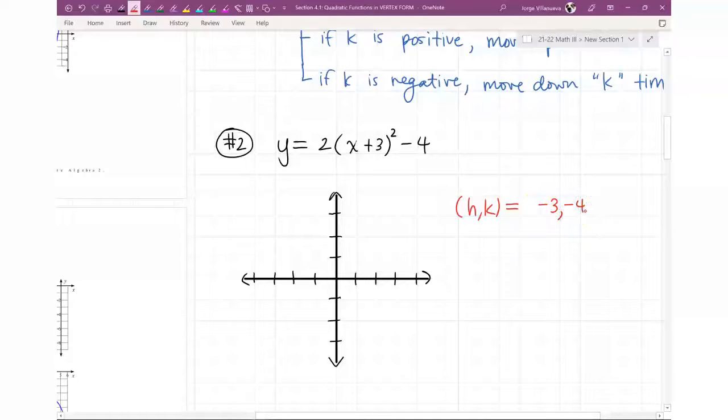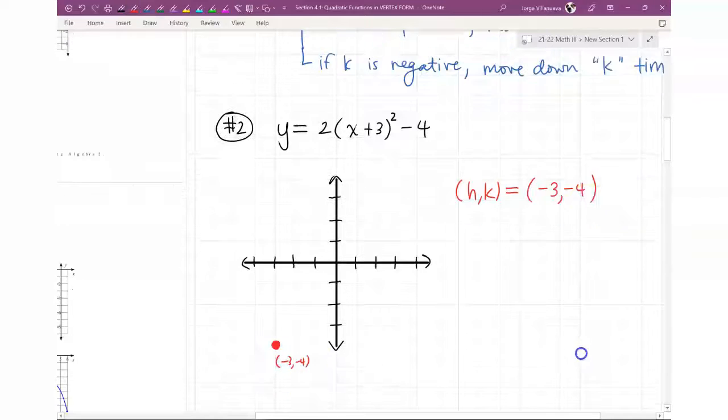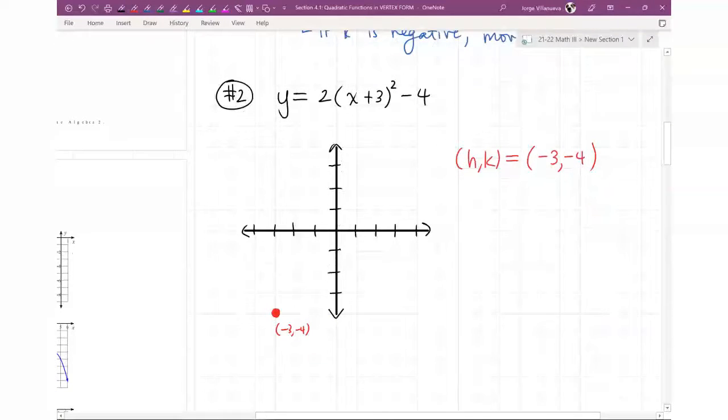Negative 3, negative 4. So I'm going to go ahead and put that right here. There's my point, negative 3, negative 4. I'll put that point there for us, okay? Negative 3, negative 4. Which way is this supposed to open? Up, right? Because it's a positive 2. Notice A equals 2. I'm just going to put right here, up.